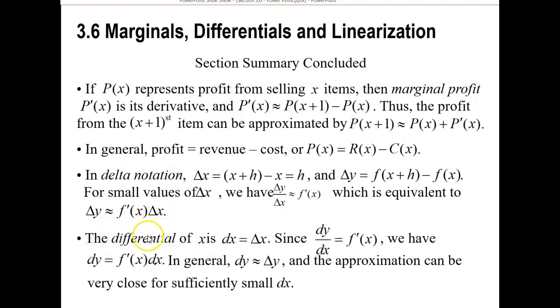Using differential notation, the differential of x is dx. And since dy over dx equals f prime, we could write that as dy equals f prime times dx. So if you're calculating a dy value, it's the derivative evaluated at x times the change in x. So in general, dy is approximately the same as delta y, and the approximation can be very close if your delta x values are very small. All right, so that is the end of section 3.6.